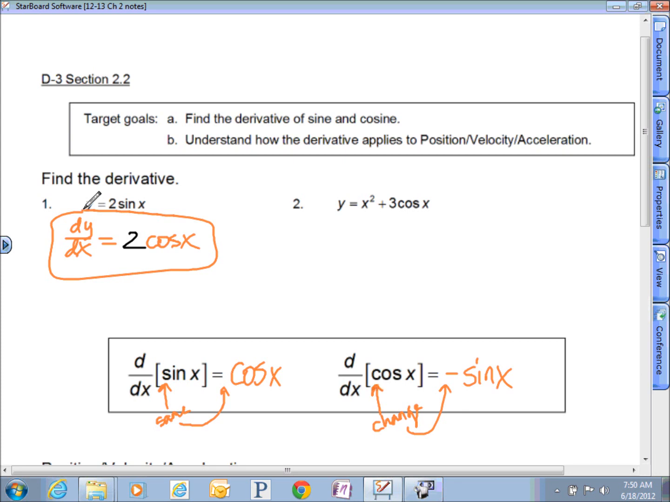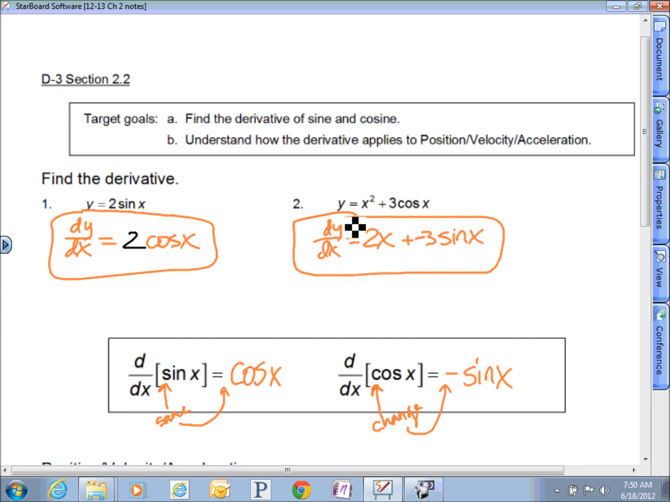Second one, looks like now we've got 2 terms. So our dy over dx this time. Derivative of x squared we've done plenty of times already. That's 2x. Derivative of 3 cosine of x. Again, the 3 is a constant, so let's bring it along for the ride. Derivative of cosine is the opposite of sine of x, which means you better throw an opposite on that 3.